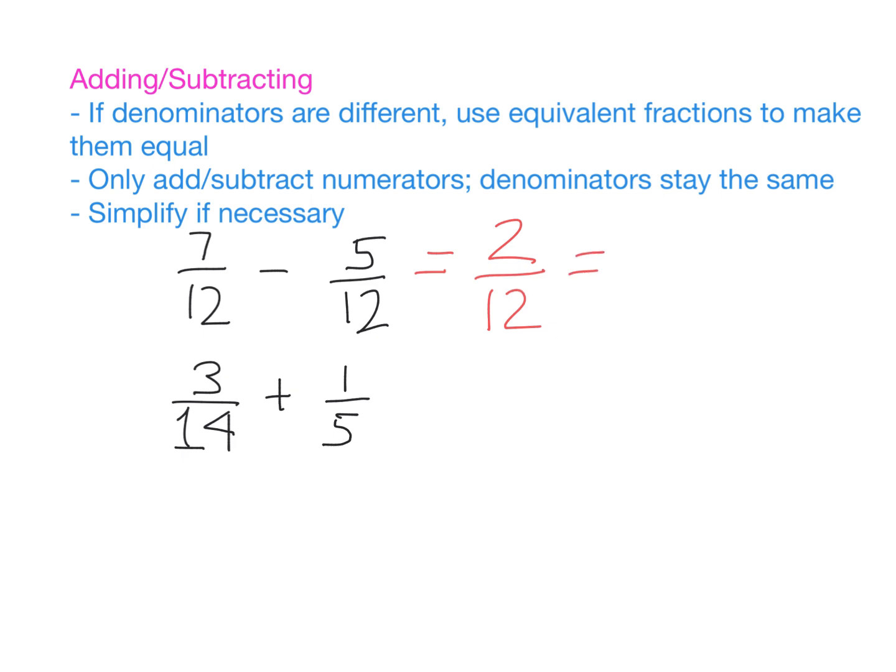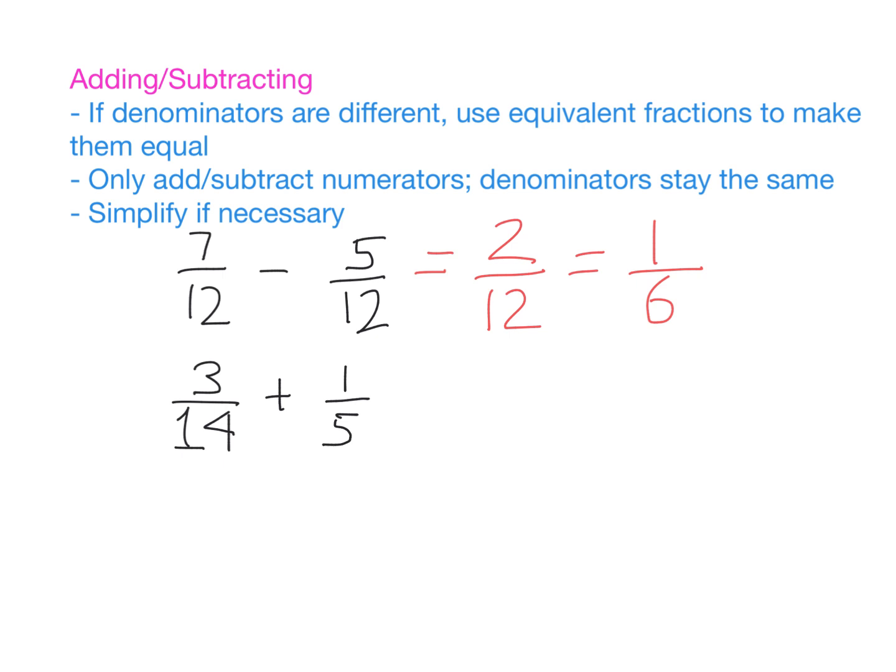We can easily simplify this because 2 and 12 share a common factor of 2. So divide 2 by 2, divide 12 by 2, you're left with 1 over 6. That's my final answer because it's simplified. If you just write this, it's not wrong, but it's not fully correct because you didn't fully simplify. All right, let's try 3 over 14 plus 1 over 5. Well, I said before, you can only add fractions if their denominators are equal.